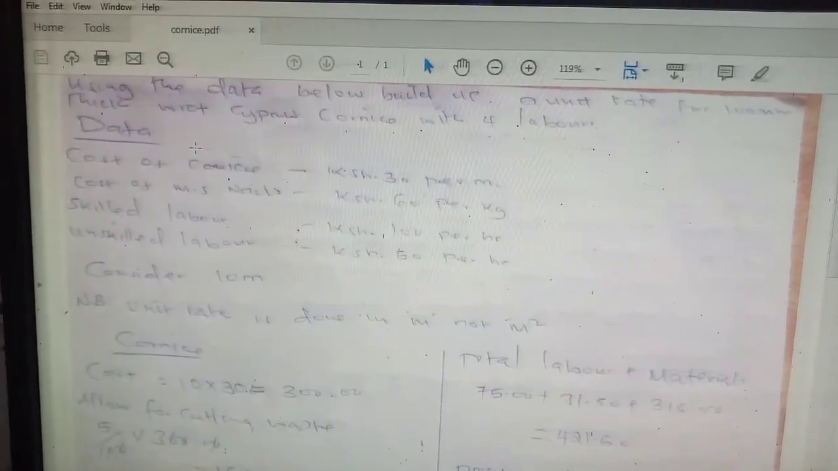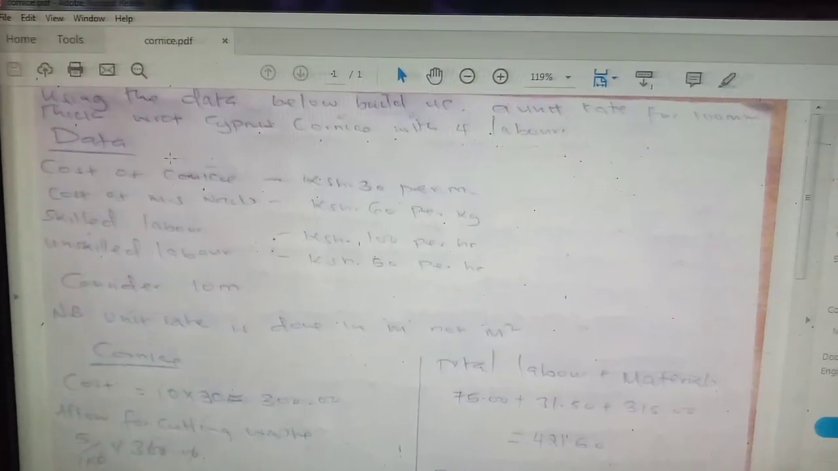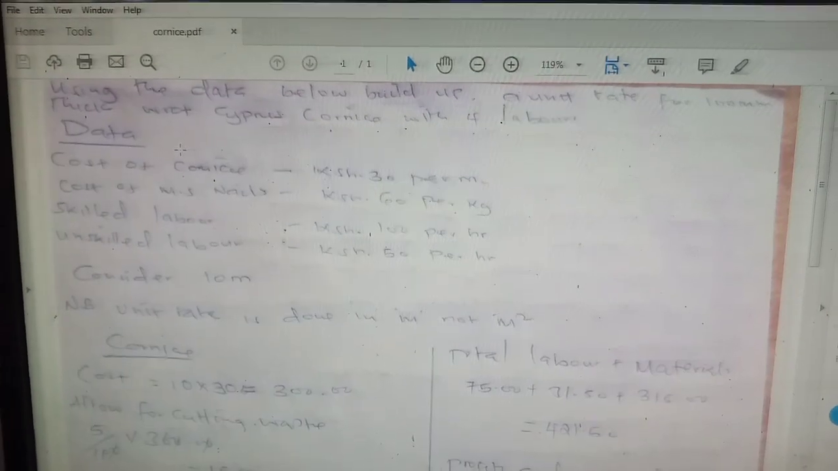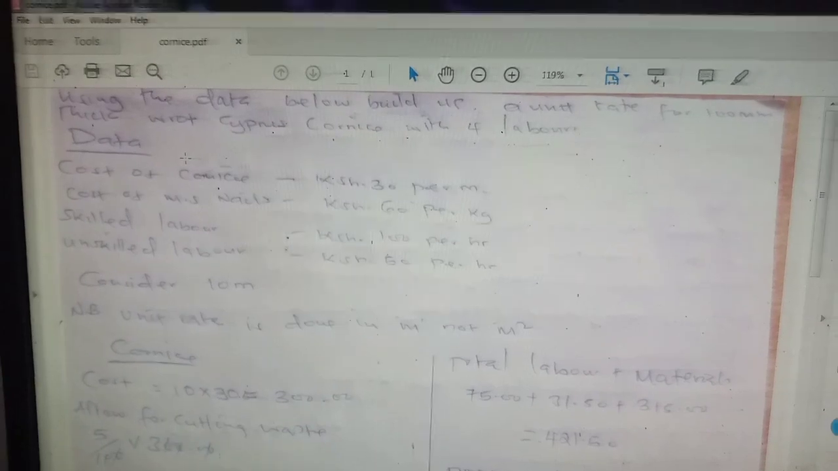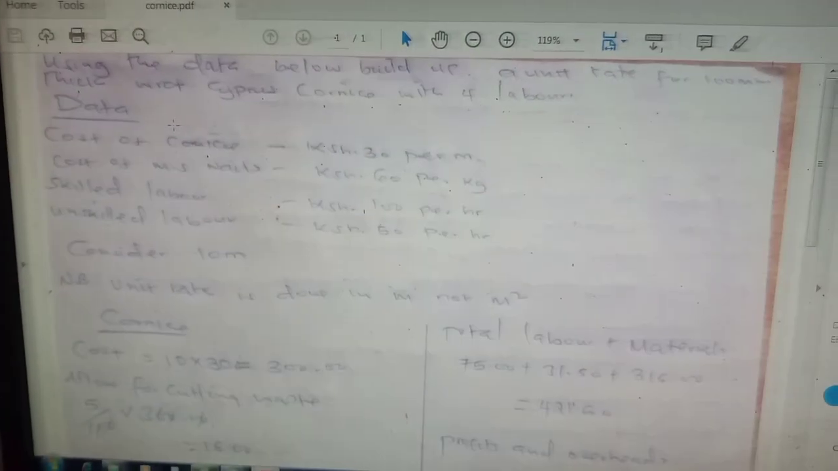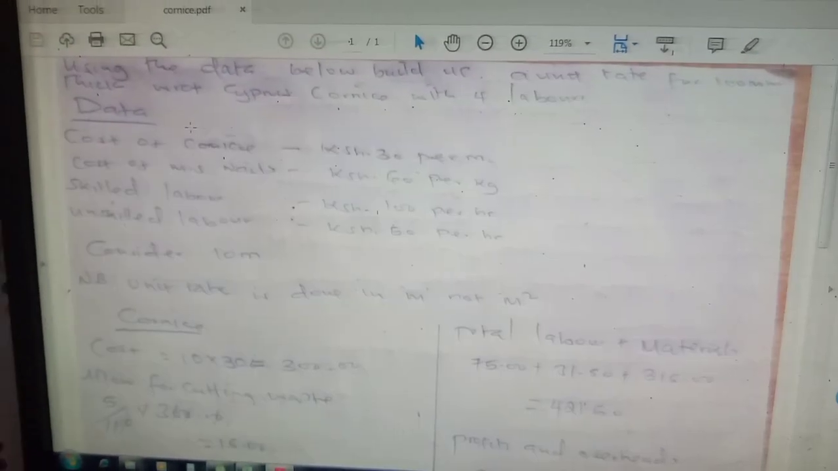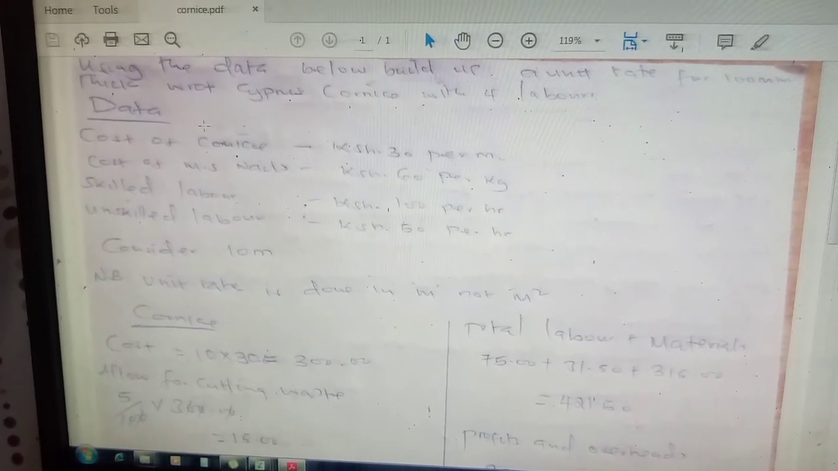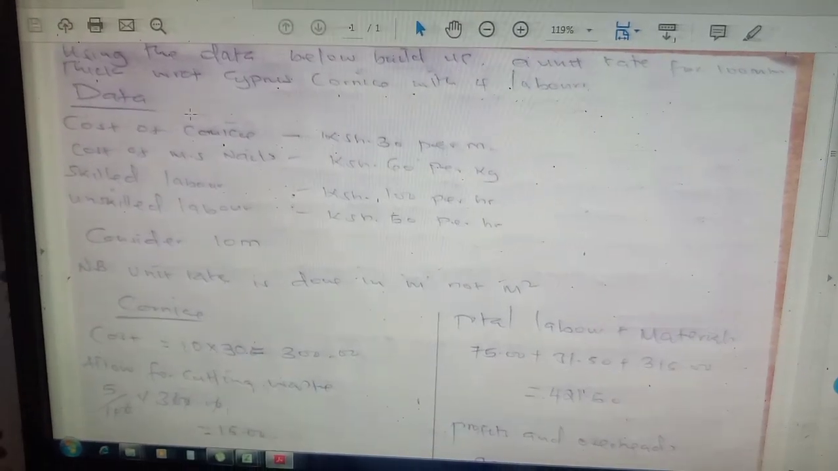So our question today is, using the data below, build up a unit rate for 100mm thick wrought cypress cornice with 4 labors. The data that we are given: cost of cornice is 30 shillings per meter, cost of mild steel nail is 60 shillings per kg, skilled labor is paid 100 shillings per hour, and unskilled labor is paid 50 shillings per hour. Then we've been told to consider 10 meters.